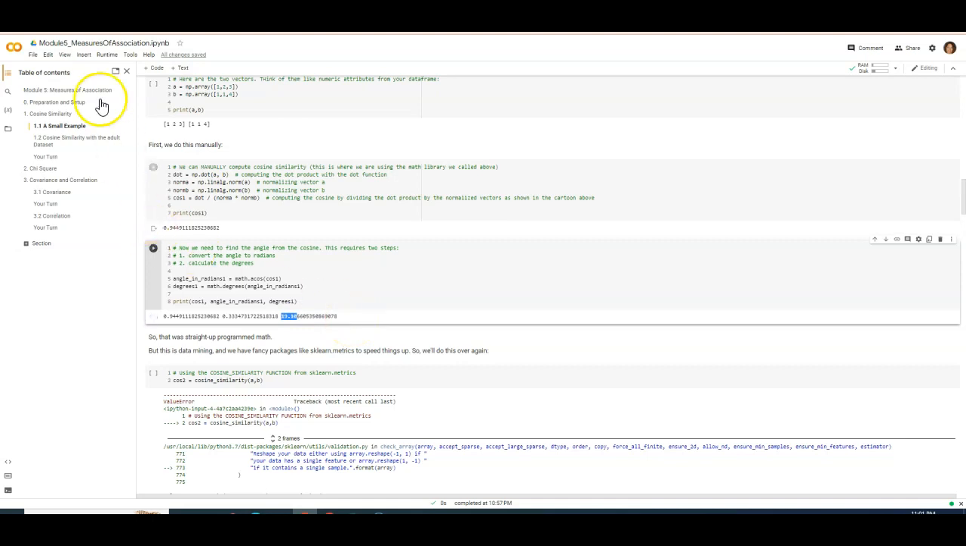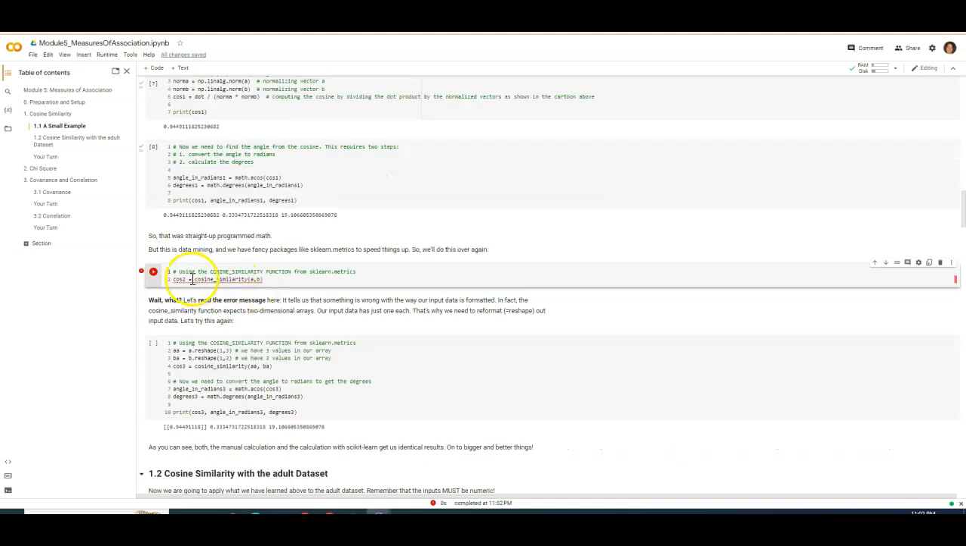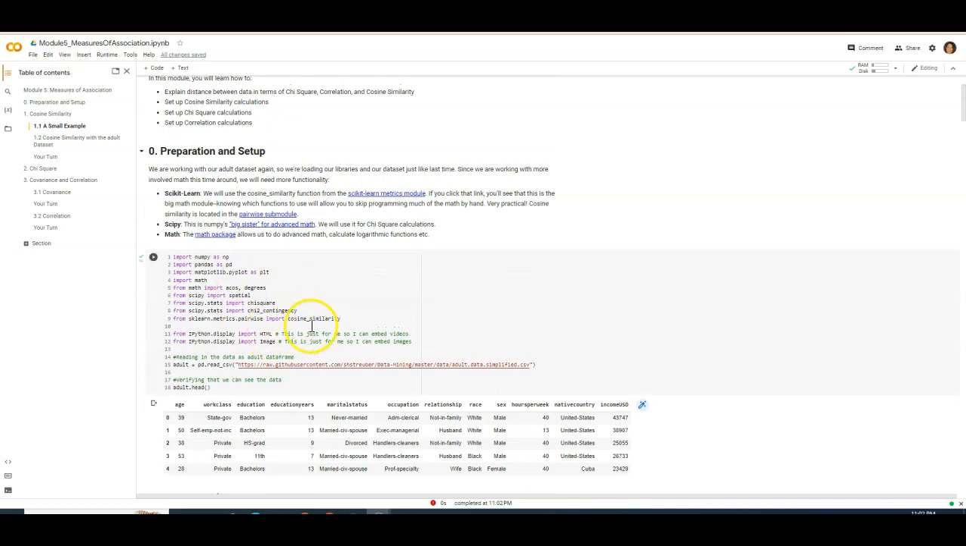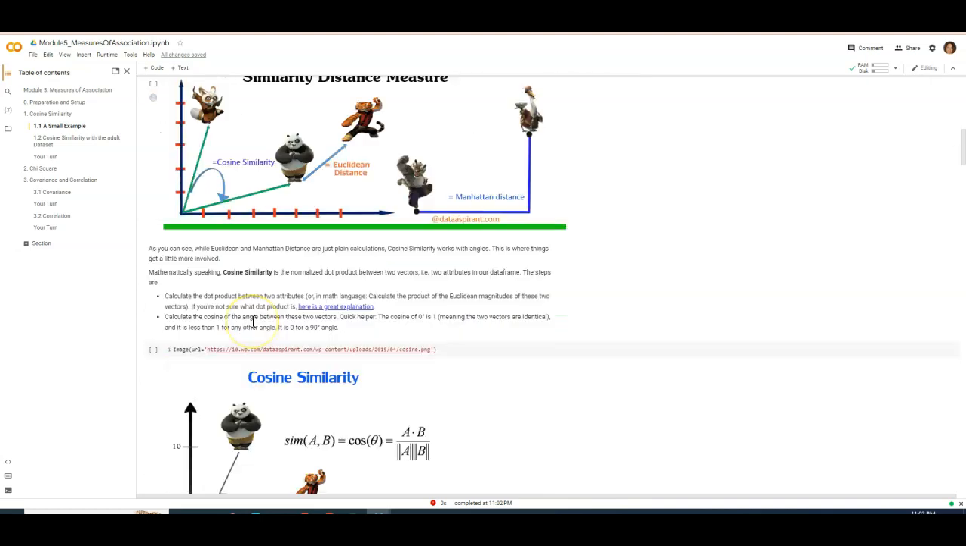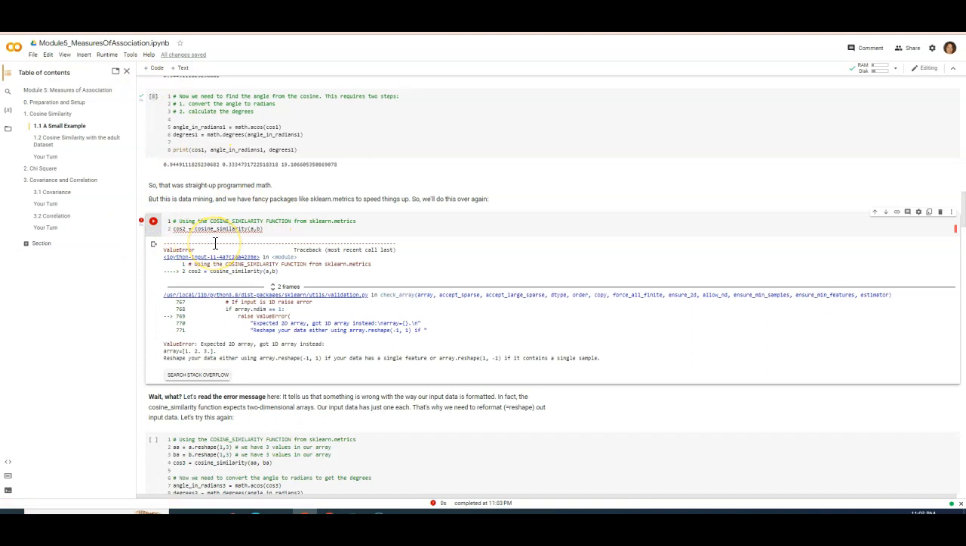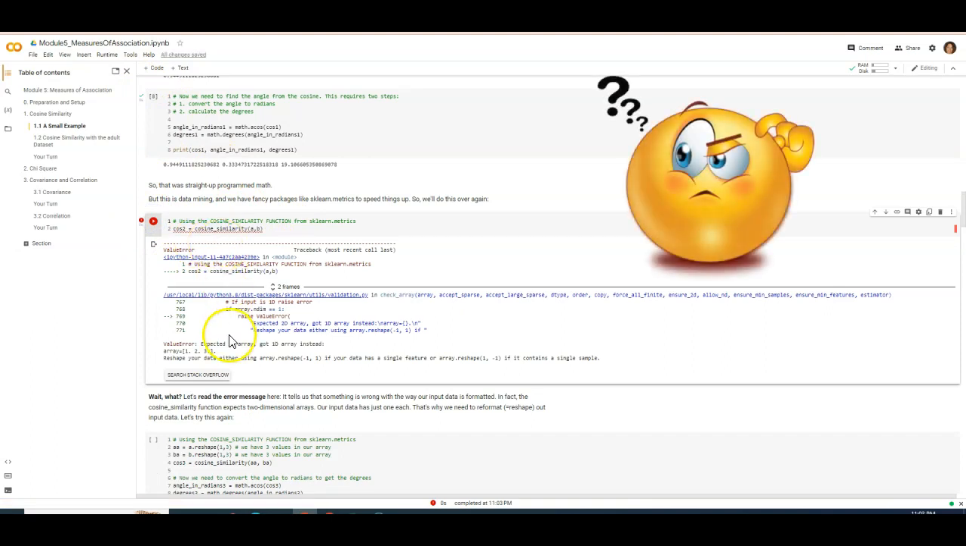For that, however, we are going to use packages like sklearn metrics to speed things up considerably. So we'll do that again. I'm going to use cosine similarity, which I've imported from sklearn metrics up here. There you go. And I'm going to apply that to my vectors A and B. And oh, that gives me an error message. Okay, interesting, right? So let's see what it tells me here.